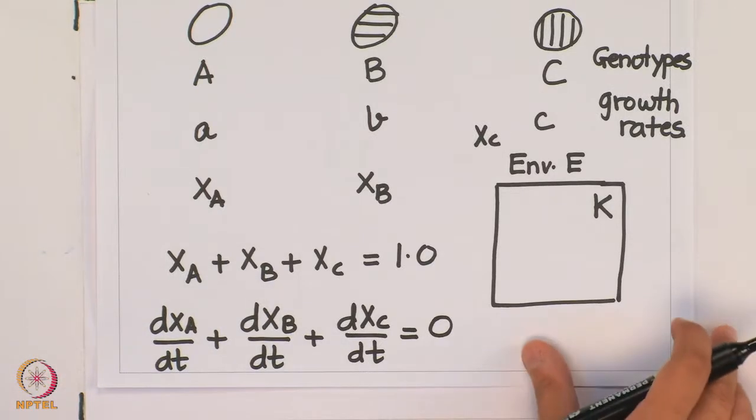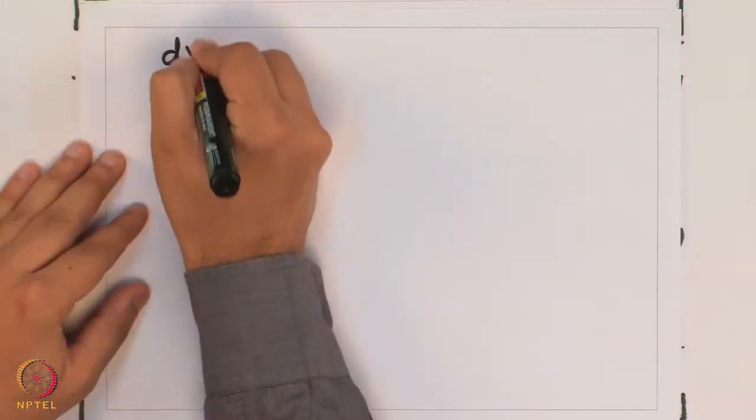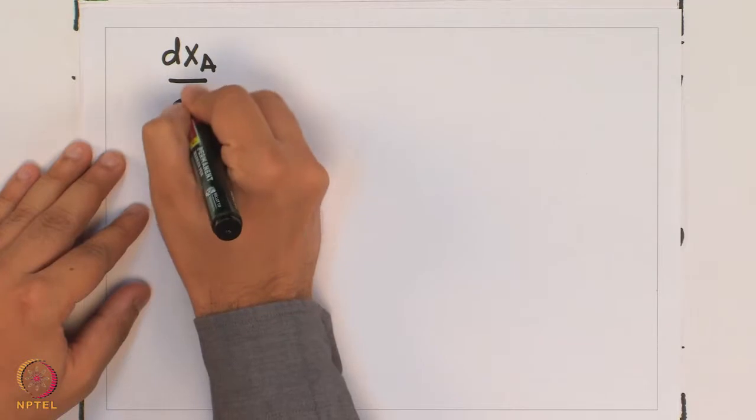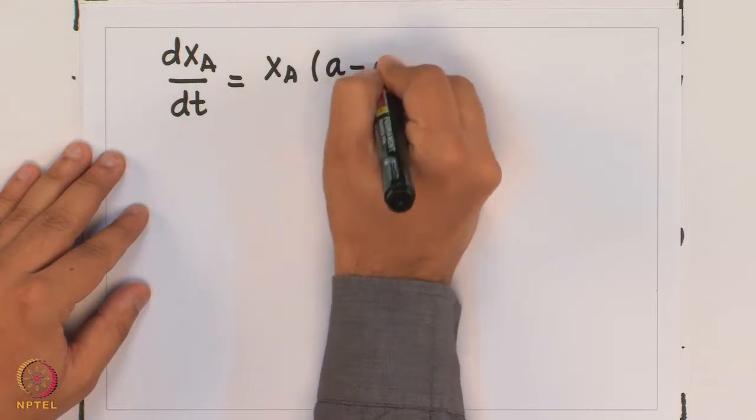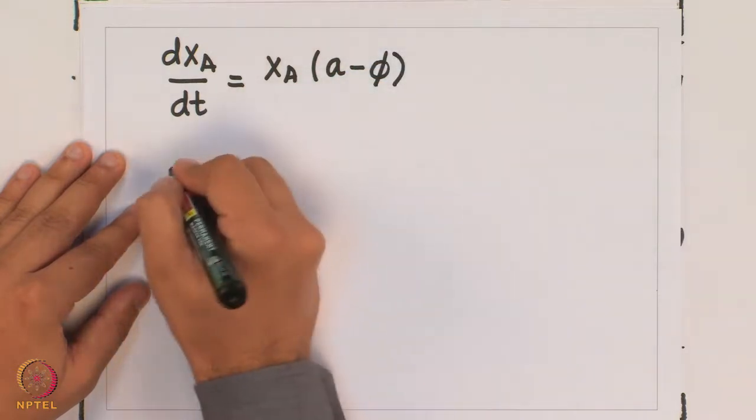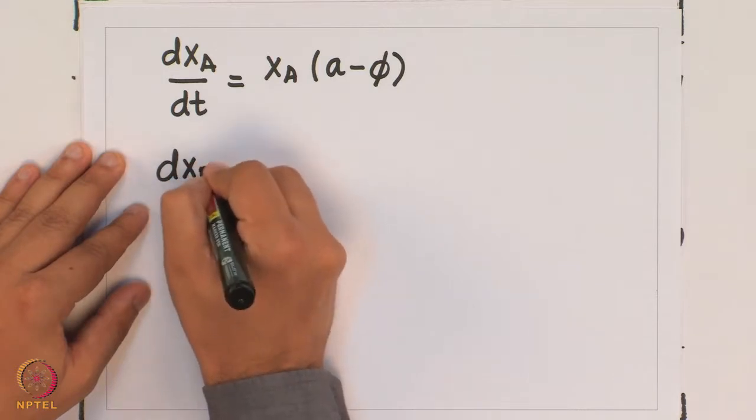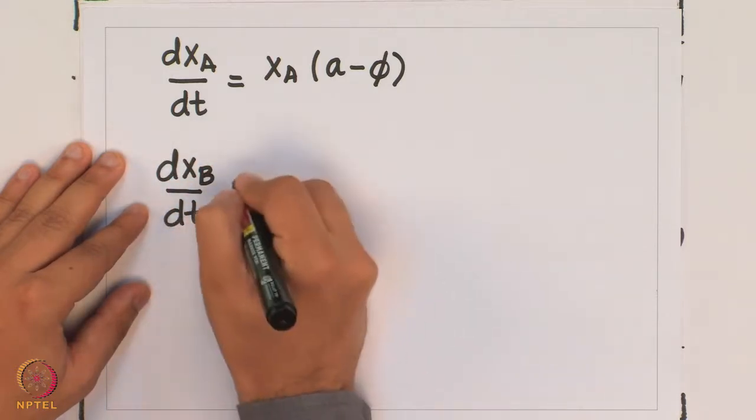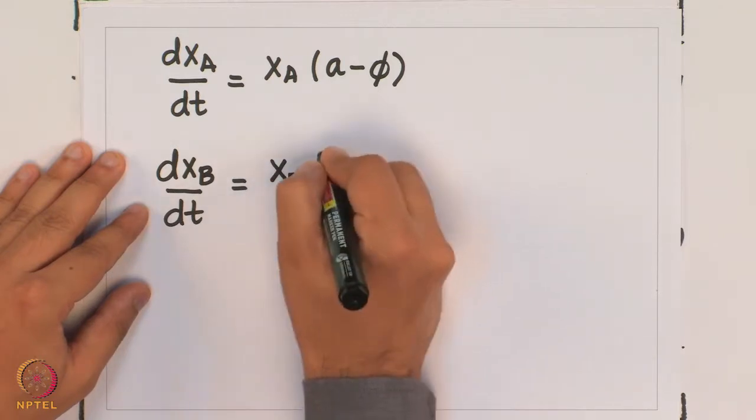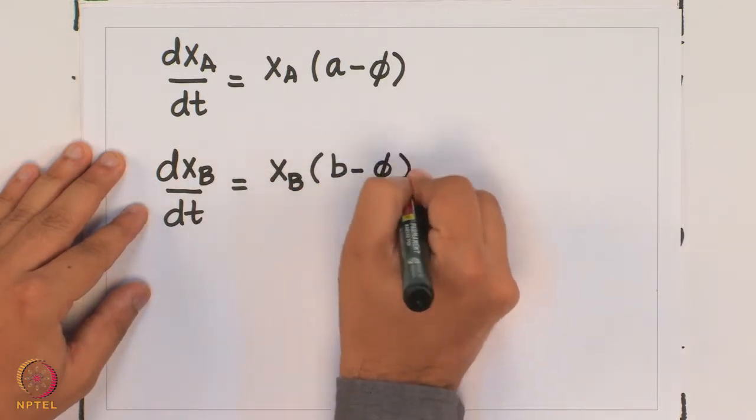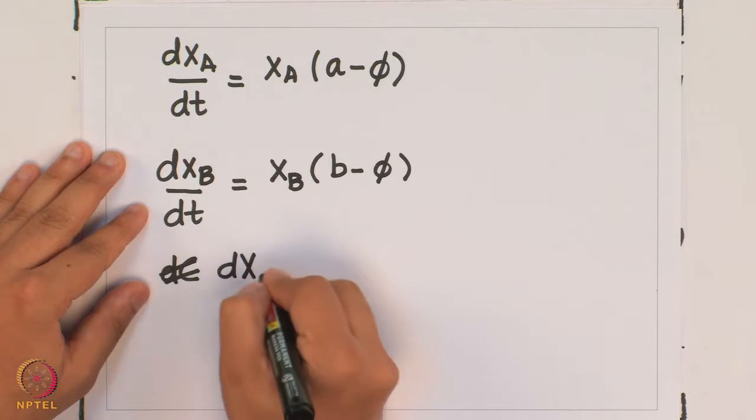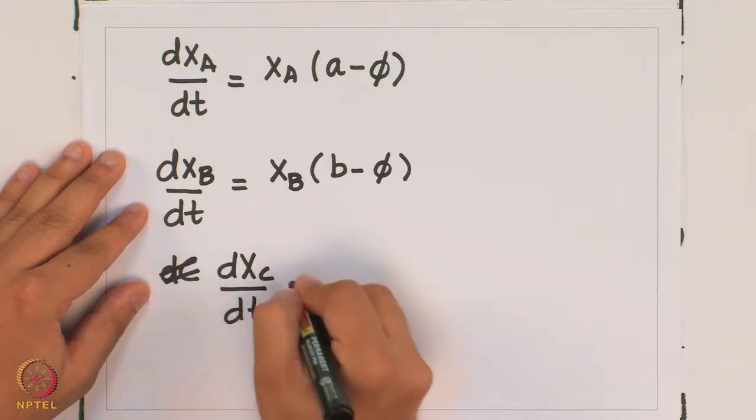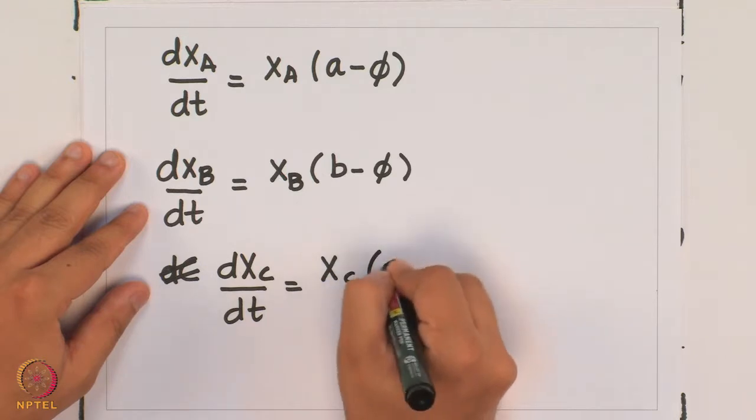And the consequent differential equations that dictate the dynamics of this process can be written as dXA by dt equals XA into (a minus phi), where phi is an unknown just as we had last time. dXB by dt is equal to XB into (b minus phi), and dXC by dt is equal to XC into (c minus phi).